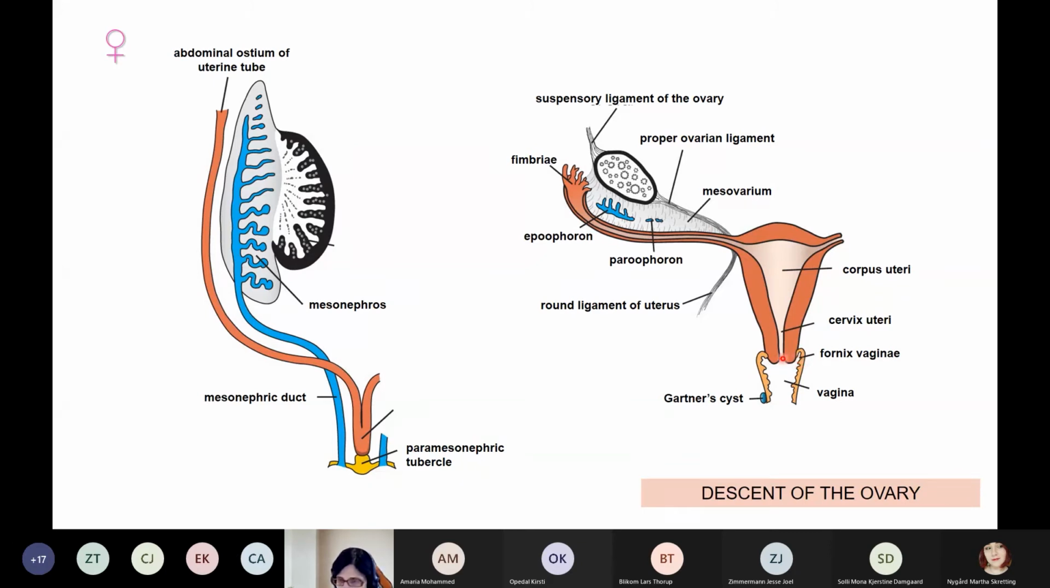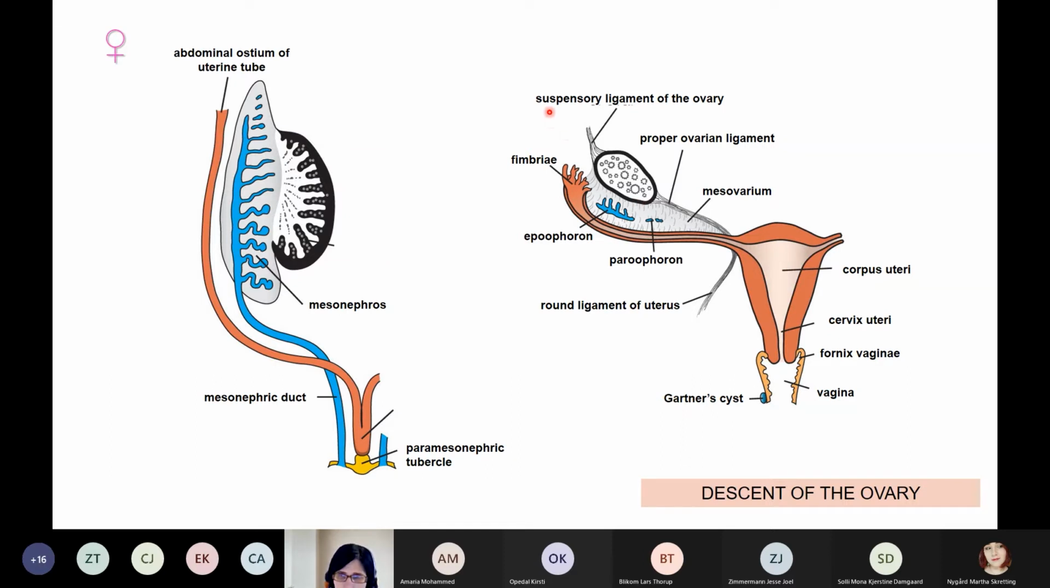At the upper part of the vagina, we have a circular protrusion, and this will be the later fornix of the vagina. So during this development, here in the middle, at one time point of the development, we have a septum here, but normally, physiologically, this septum disappears, and we will have one cavity of the uterus. During the descent of the ovary, it will also pull the so-called genital ligament.